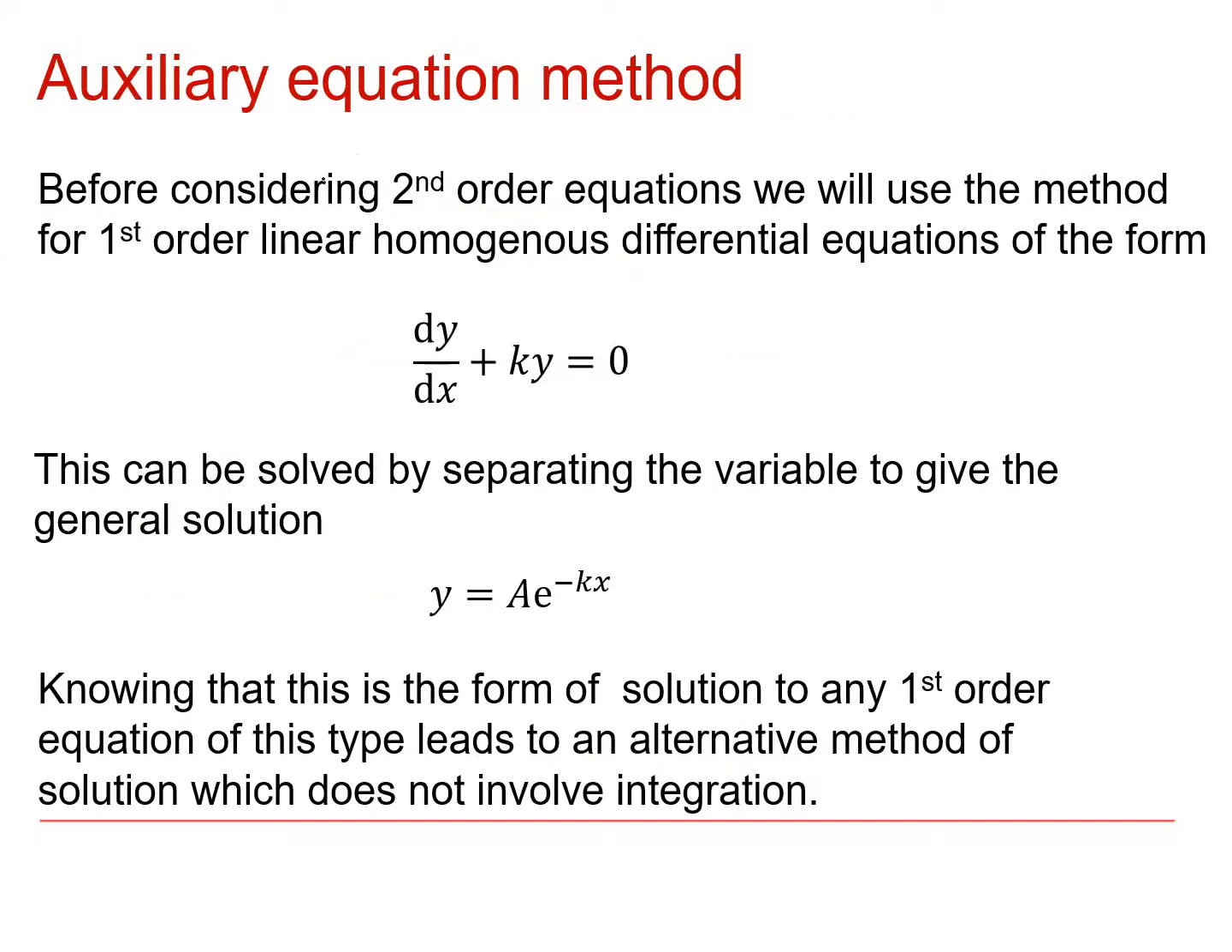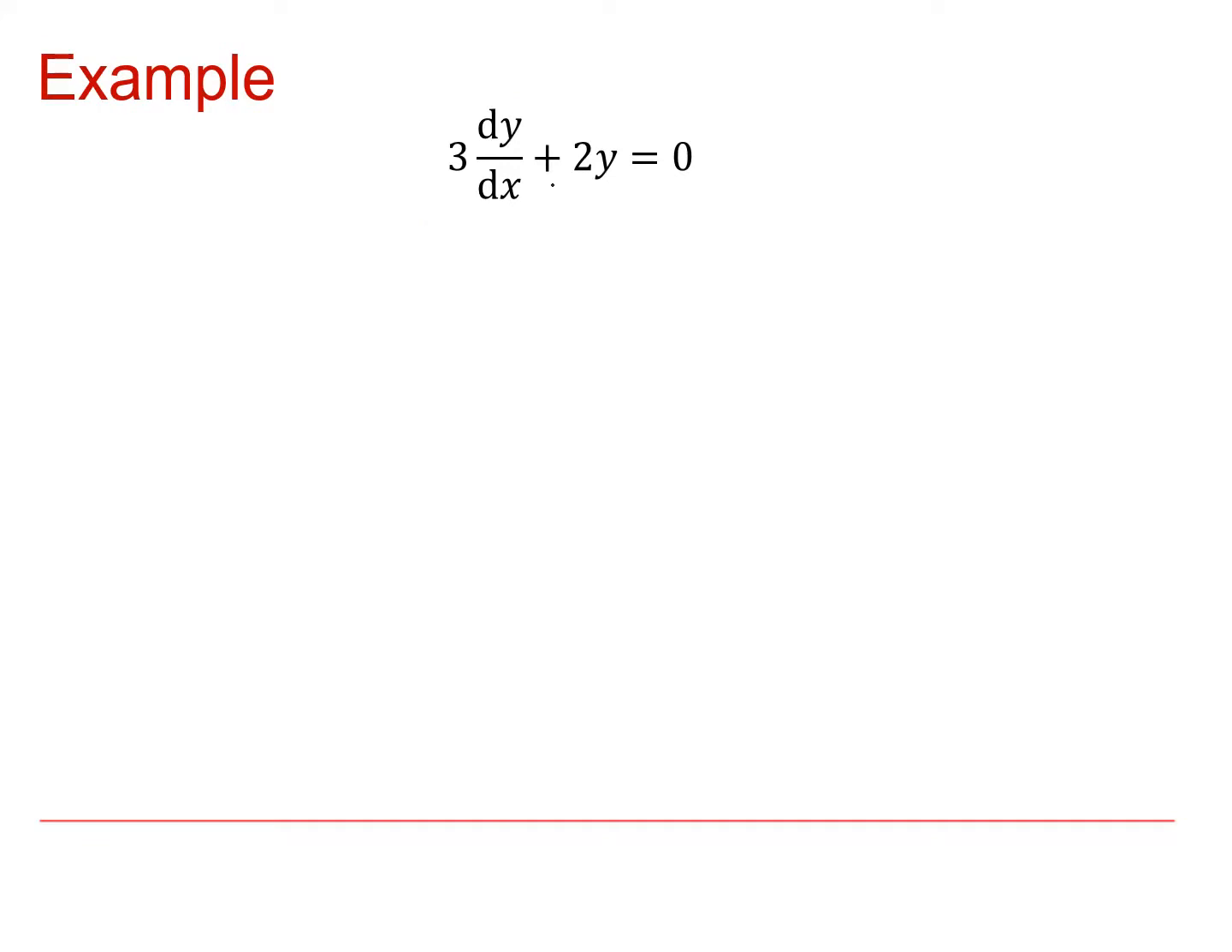So before we use what we call the auxiliary equation method to solve second-order equations, we're going to look at it in the context of a first-order differential equation. We've seen this differential equation here in a previous sequence of videos and determined that the general solution is of this form, y is equal to a e to the minus kx. If you're unsure about this, either look back to your textbook or at the previous sequence of videos on first order differential equations. Okay, let's have a look at this example then.